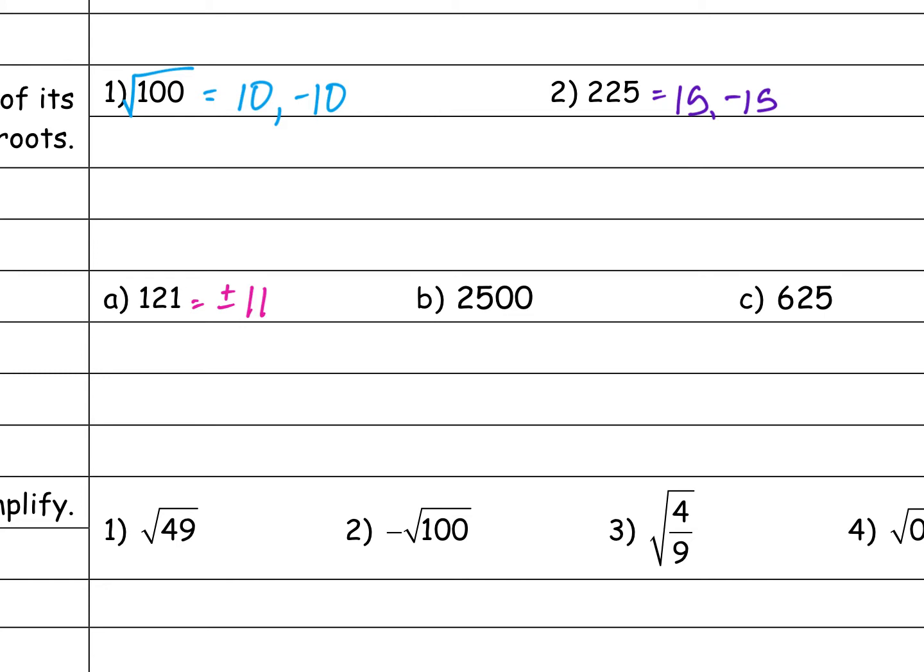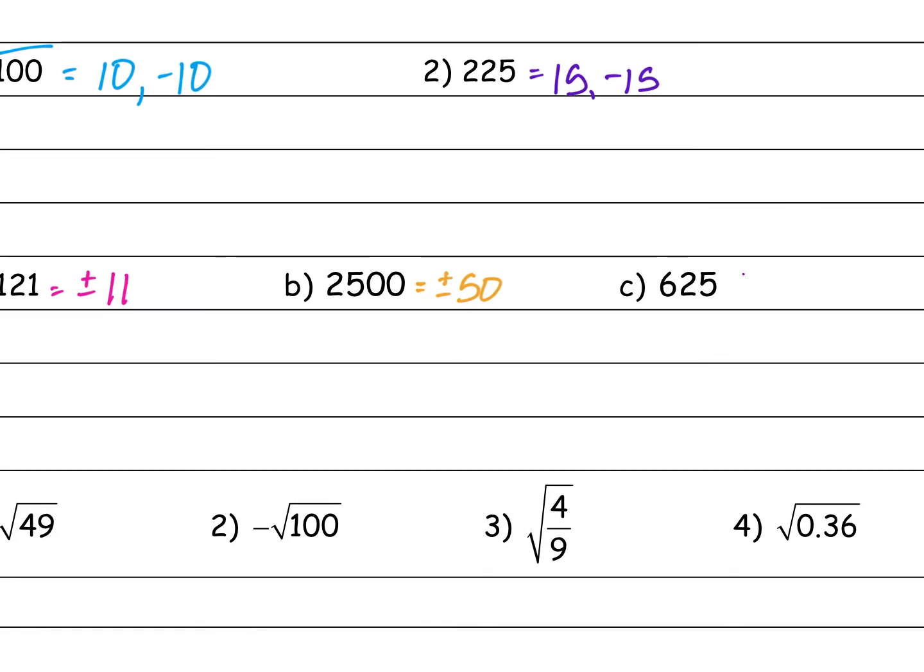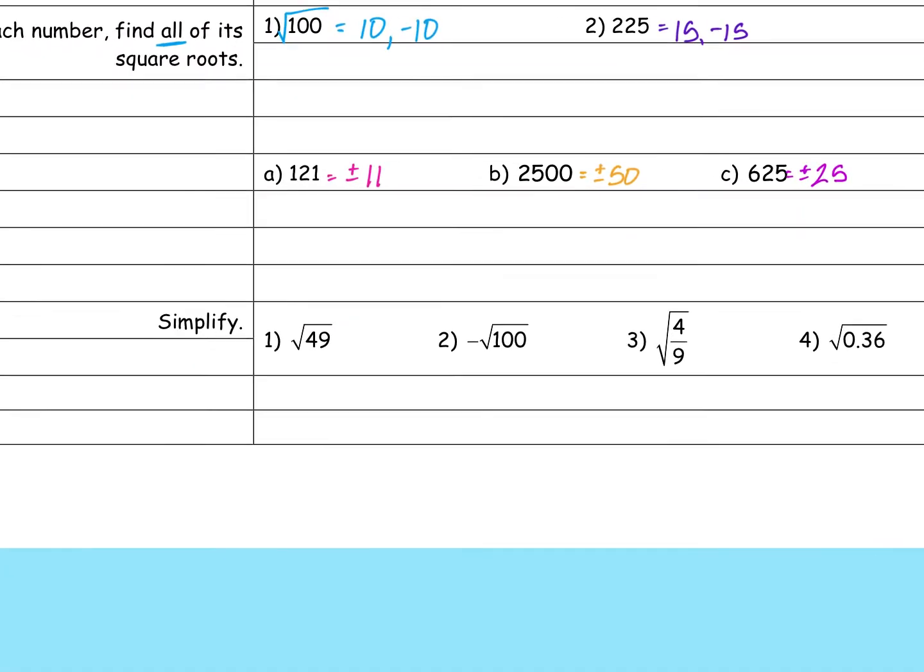What about 2,500? What did you guys come up with? Nobody in class is going to answer me? Okay. JJ has them. Plus or minus 50. And then 625 is plus or minus 25. Okay, beautiful. Not too bad, right? Basically, just get out your calculator. Okay, guys. Awesome.